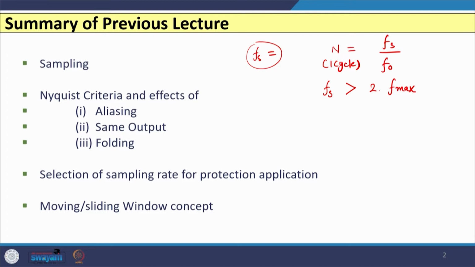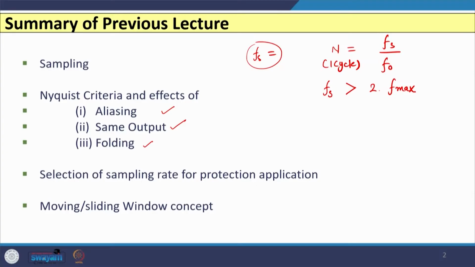If this criteria is not followed, then the effects known as aliasing, same output and folding, these three are observed. Further, we have also discussed the selection of sampling rate for protection applications, and we have also discussed that if we use it for other applications like power quality, then also as per IEC 61850 the sampling rate is defined.